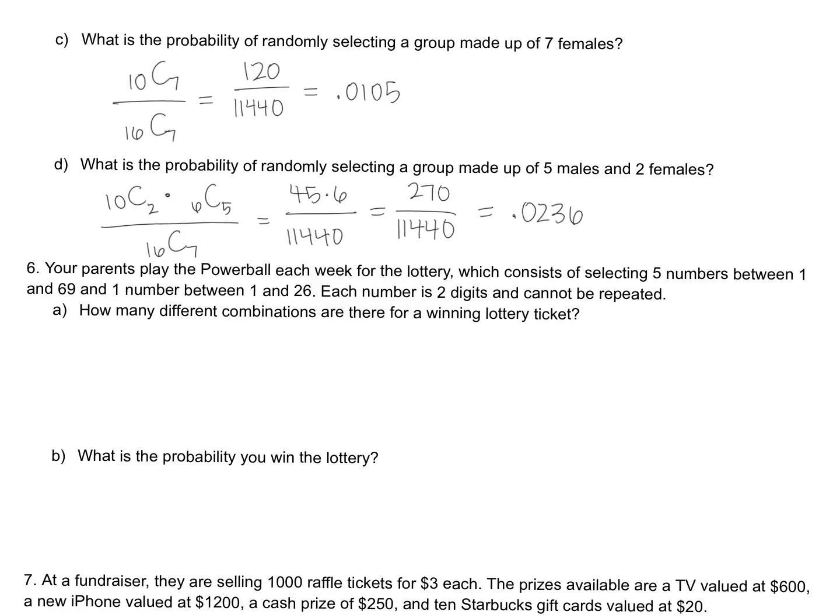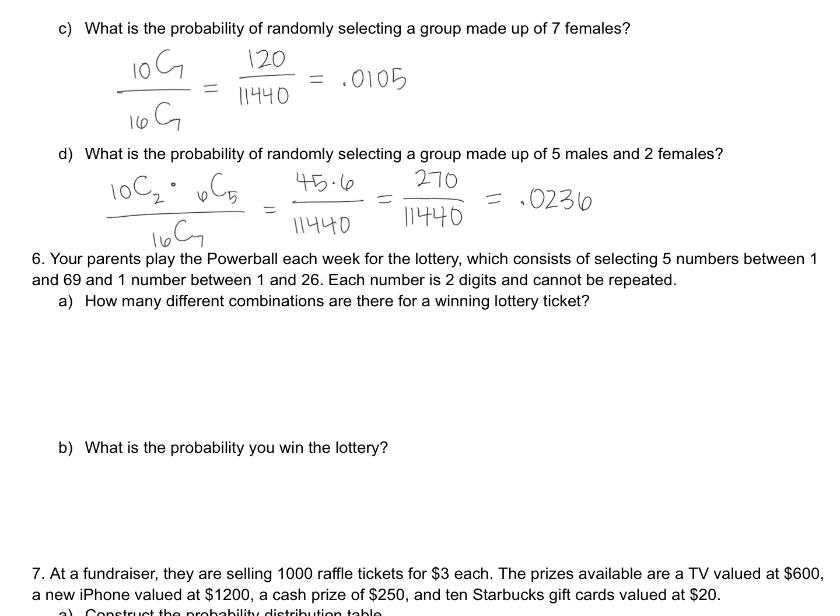Next one is a different type of combination problem with the lottery. So your parents play the Powerball each week, which consists of selecting 5 numbers between 1 and 69 and 1 number between 1 and 26. And then we have 2-digit numbers that cannot be repeated. So we want to know how many different combinations are there for a winning lottery ticket.